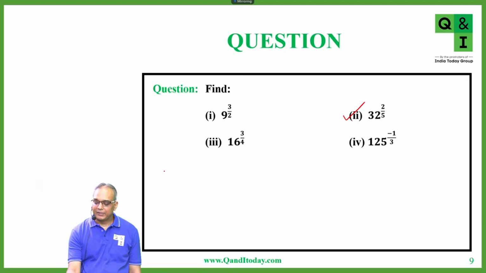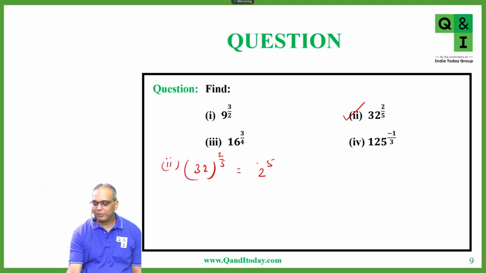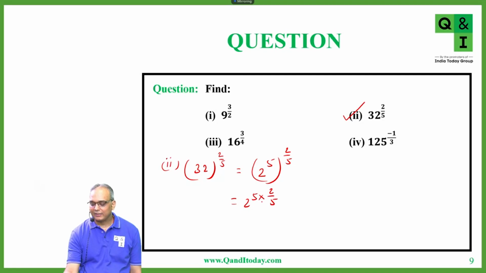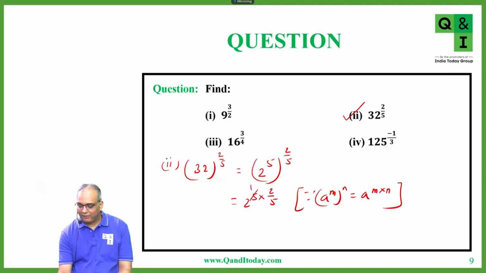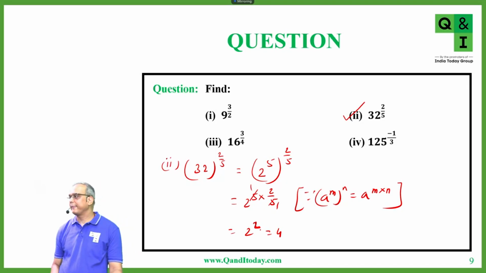Yes, correct. So in the second question, we write 32 raised to the power 2 by 5. So we write 32 as 2 to the power 5 raised to the power 2 by 5, which is 2 to the power 5 into 2 by 5, right? So we are using, since a to the power m raised to the power n is a to the power m into n. So 5 and 5 gets cancelled. This is 2 square, which is equal to 4. Okay.